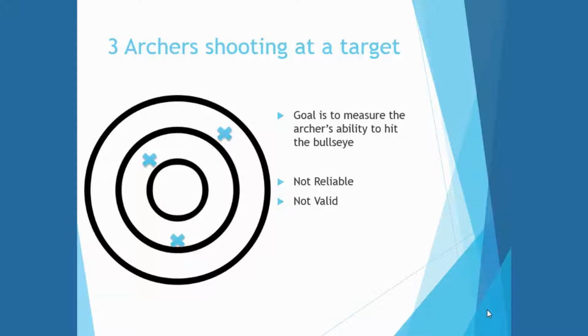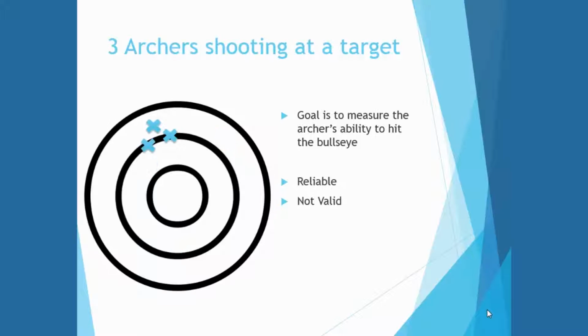Is it valid? What it does show is that the individual is not very good. But if we're trying to show validity, that by wearing these yellow glasses this individual can hit the bullseye more often, obviously this is not what's happening in this picture. So if we change it up and say, okay, 3 archers shooting at a target, the goal is to measure the bullseye.